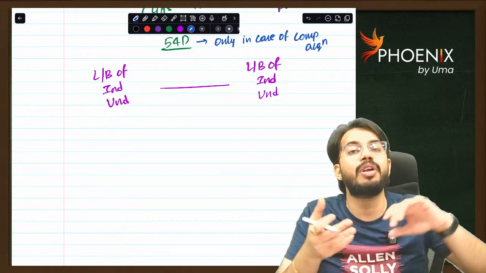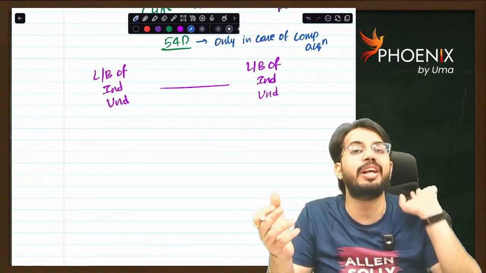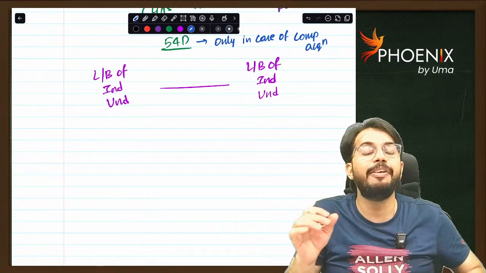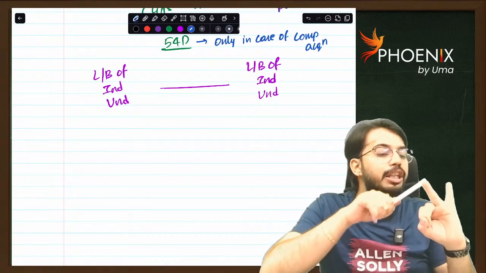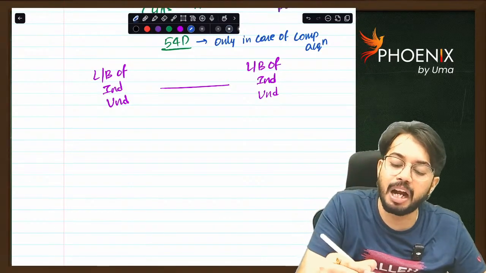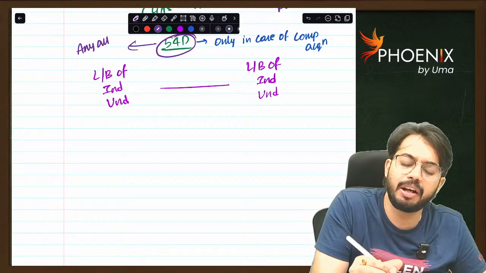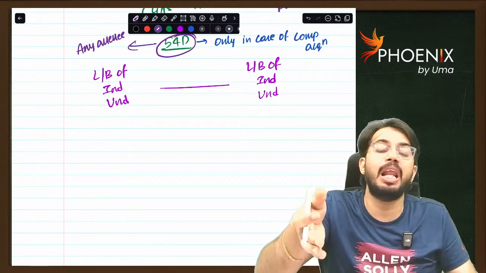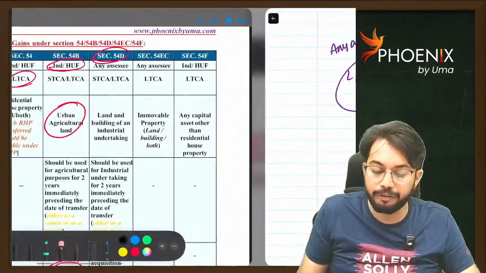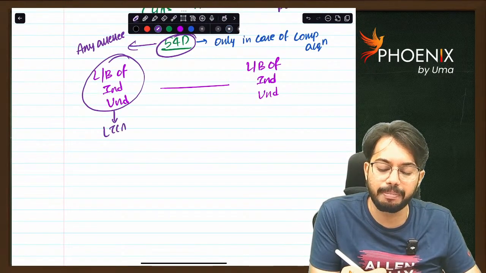Now whatever the amount reinvested in the new industrial undertaking, that amount he can claim as exemption under section 54D. Another important point, 54, 54B: under these two sections, exemption is available only for individual or HUF. But under 54D, exemption is available for any assessee. So company, partnership firm, LLP, they also can claim exemption under section 54D. And the land or building of industrial undertaking can be either a long-term capital asset or a short-term capital asset.